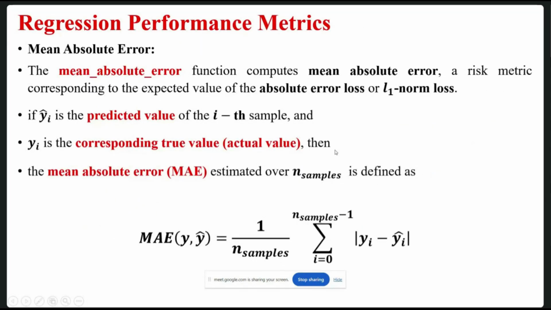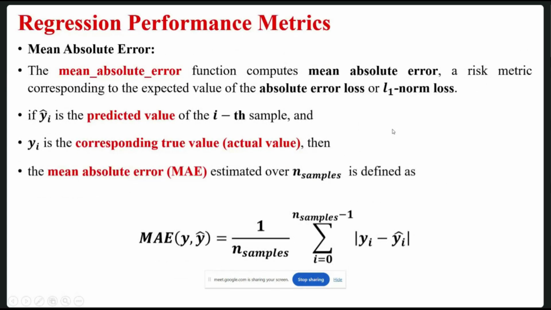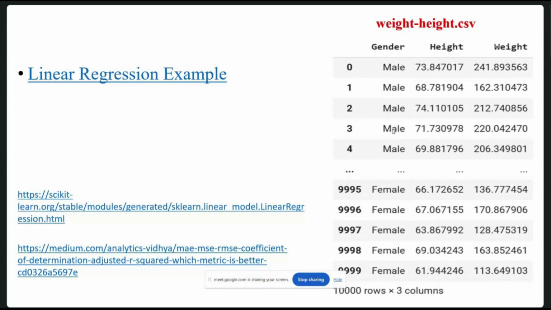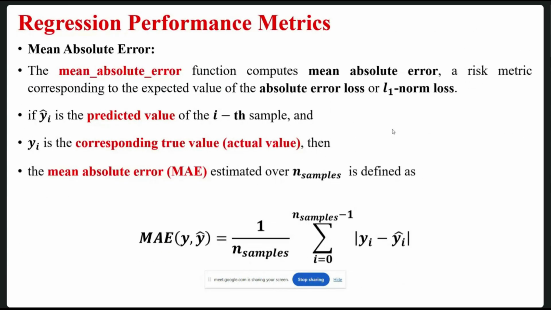Now there are different types of performance measures, such as mean absolute error and mean squared error. The first measure is mean absolute error. Suppose there is one point, x1, y1, and one more point, x2, y2.